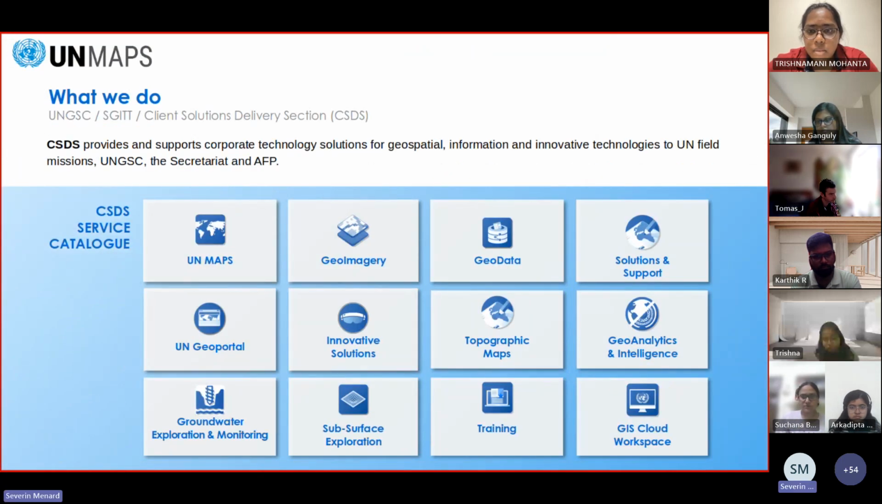So basically, UN Maps provides a catalog of services to its clients. As I said, some peacekeeping missions. There's the one in DRC, Yemen, Somalia, Central African Republic, and Abyei, which is a region between Sudan and South Sudan.